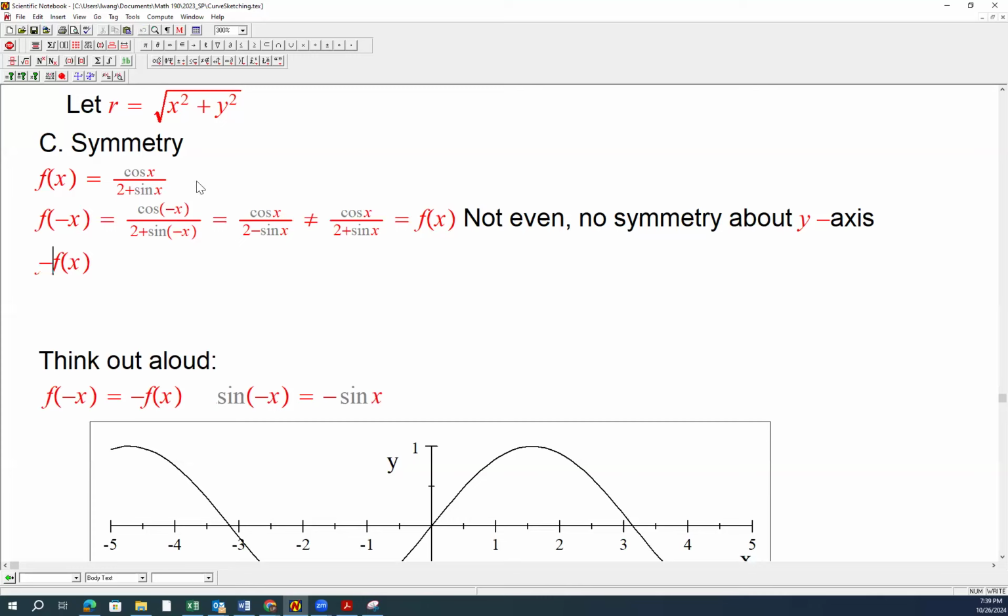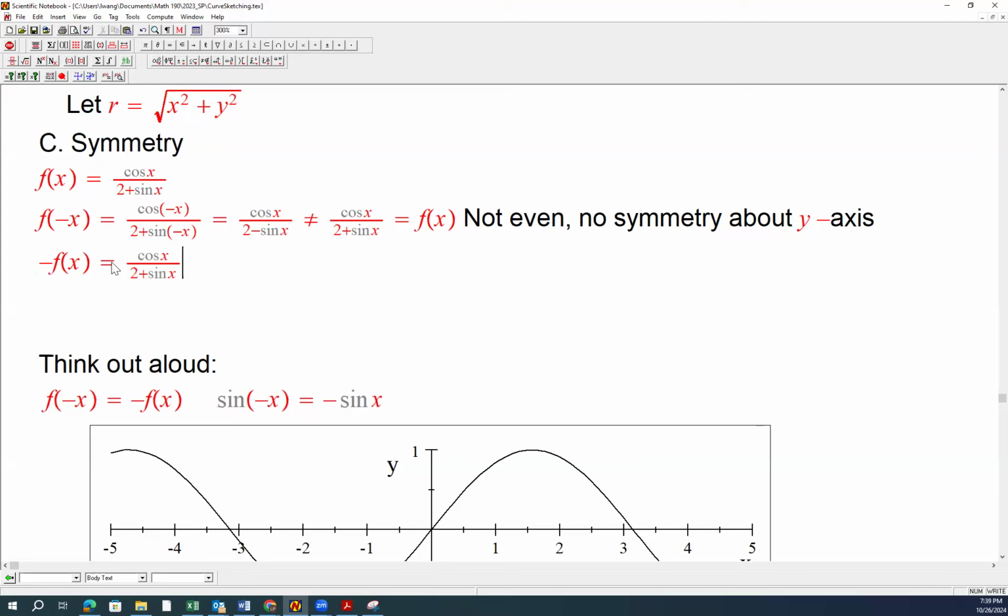Right, we're going to compare these two. What does that equal to? Well, this is f of x. We put a negative sign in front of it. Are these two the same? Obviously not, right? So negative f of x is not the same as f of negative x. So they're not the same. So in this case, we will say not odd.